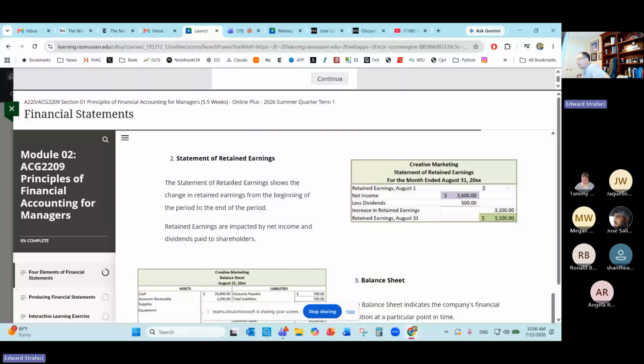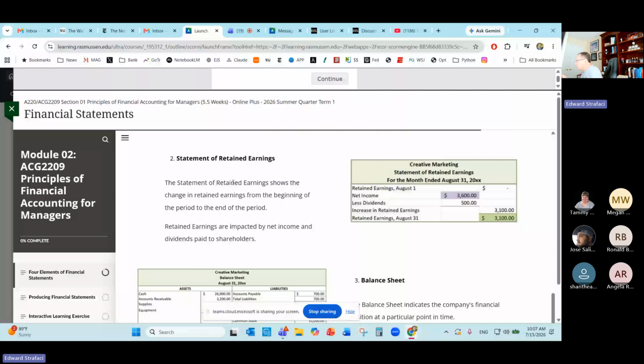You're going to get that from your statement of retained earnings, which again, the statements that we're looking at here are relatively simple. I'm not going to lie. They're not heavy duty statements because they're basically here to give you an example.